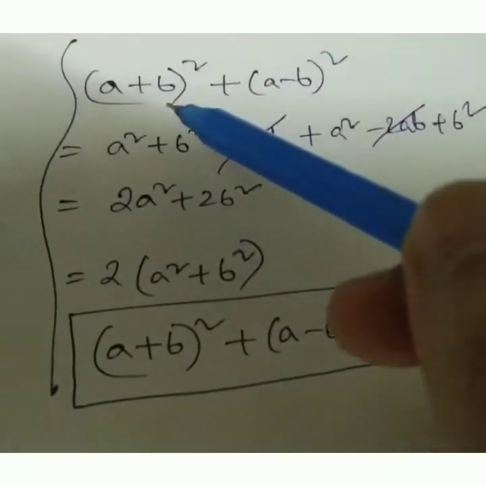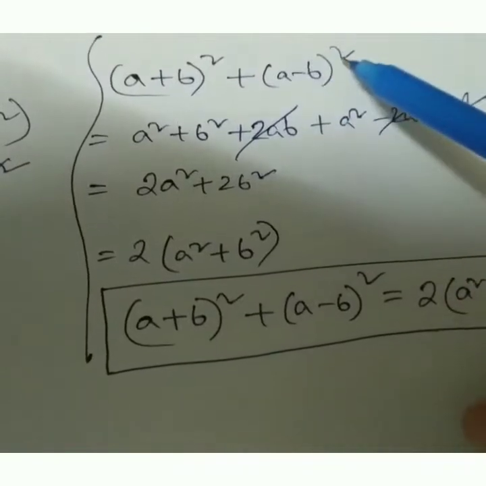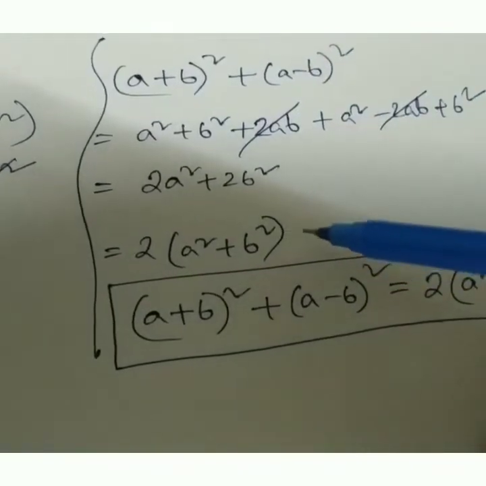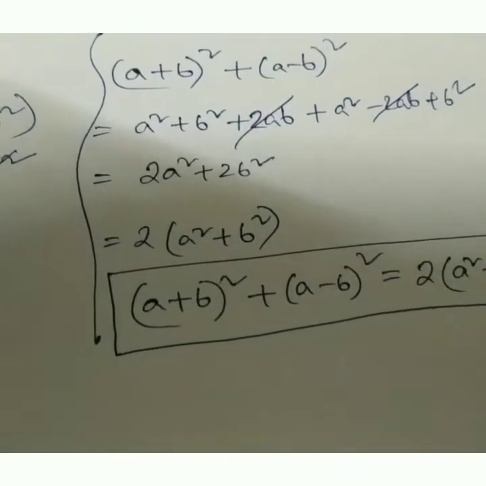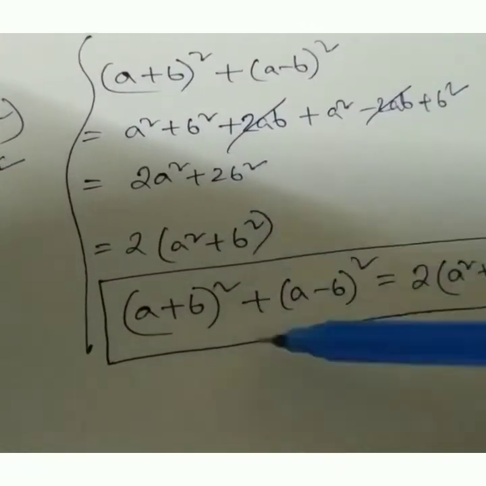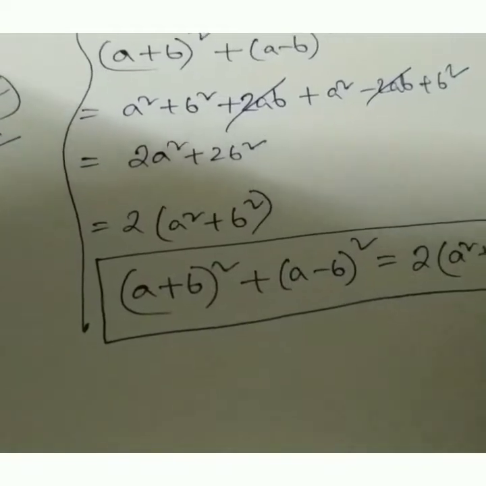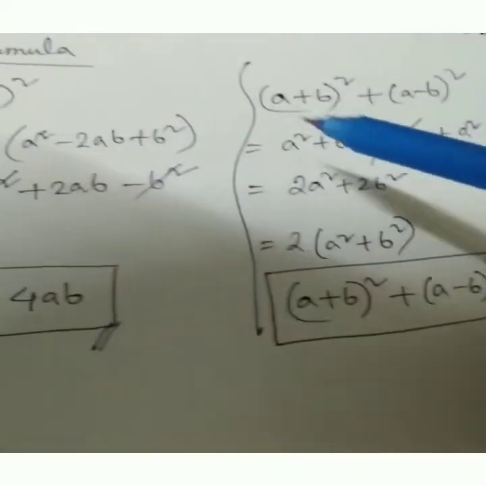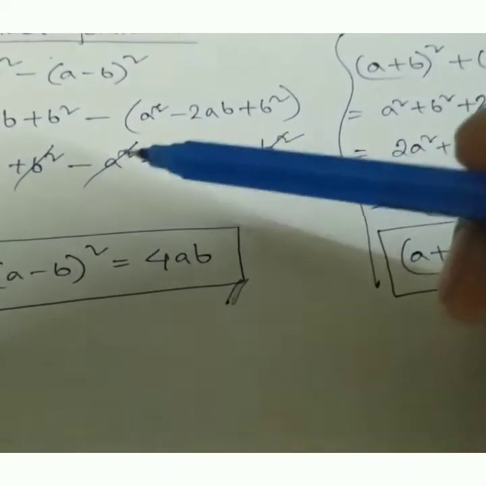Similarly, if we add both (a plus b) whole square and (a minus b) whole square, we get another formula, that is 2 into (a square plus b square). Just add them, and whatever you get, we can deduce the formula. It's also in your book as a corollary.